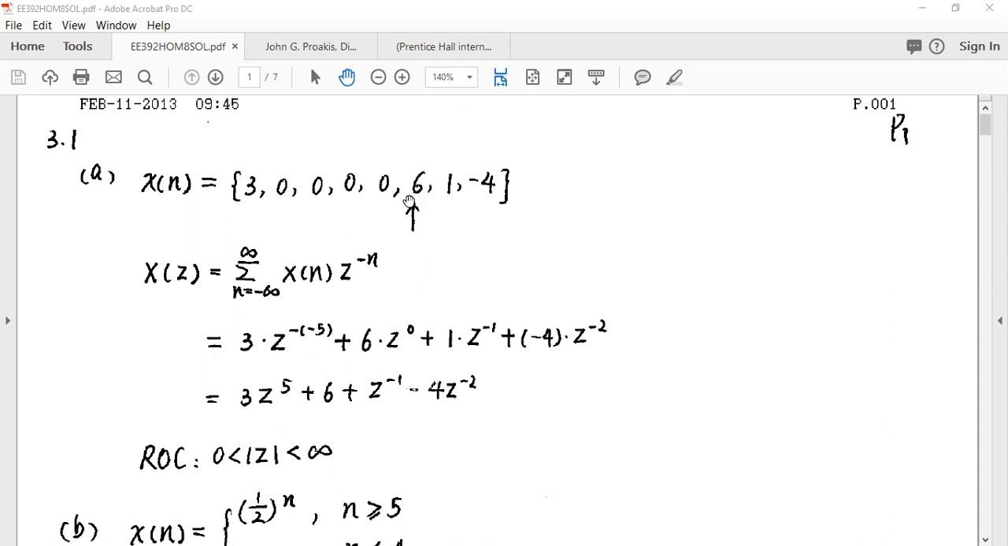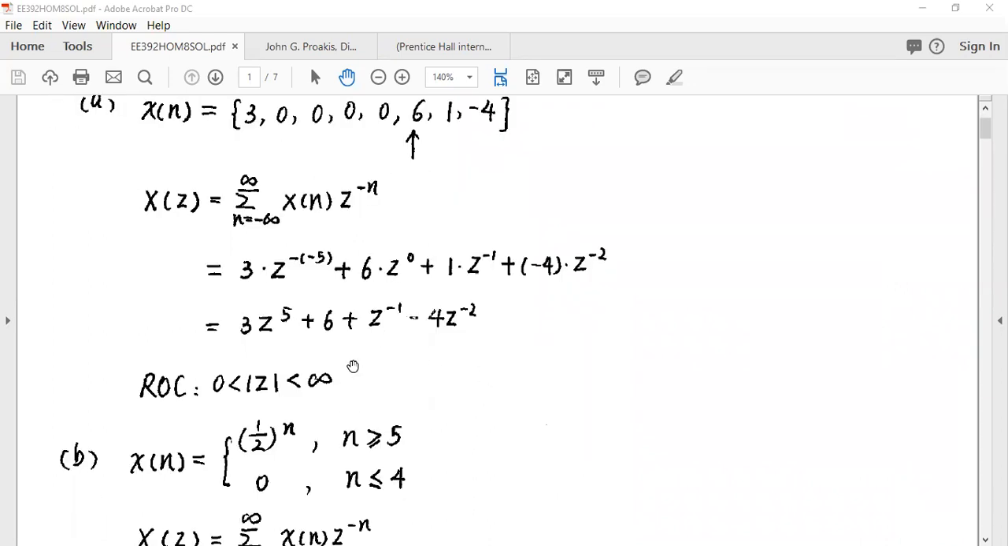So basically these terms are null, you don't need to write it down. For 6, that will be 6 Z to the power of 0. So that is just 6, plus next is 1. Plus 1 Z to the power of minus 1, because it's 1 unit to your right. We can either write 1 or leave 1, so either way, plus 1 Z to the power of minus 1. Next term is minus 4. So minus 4, again, it's 2 units to your right, so Z to the power of minus 2.